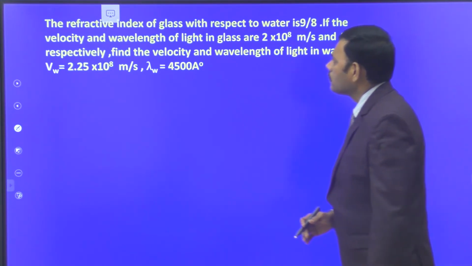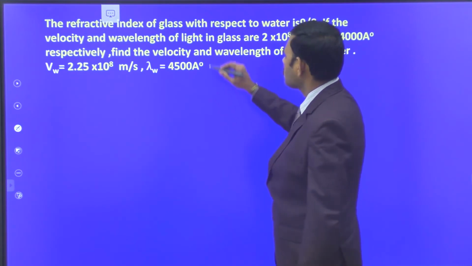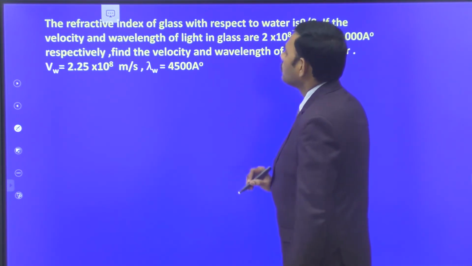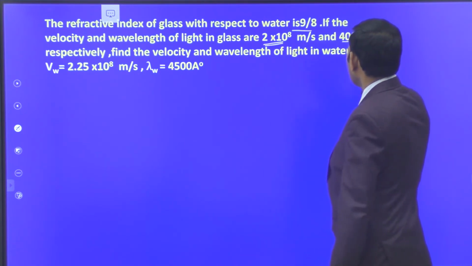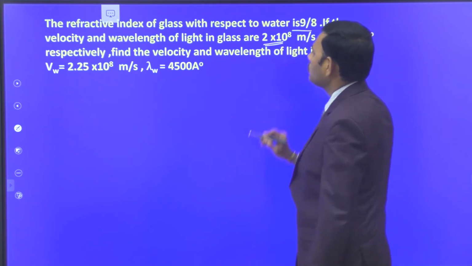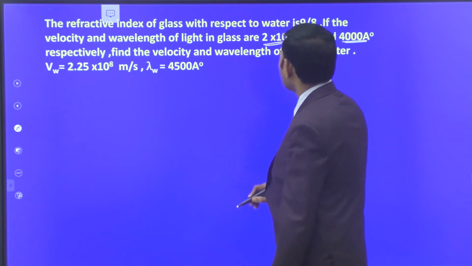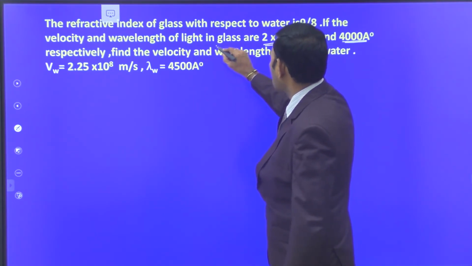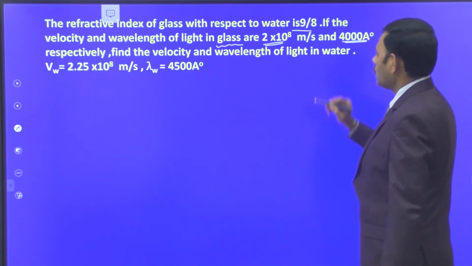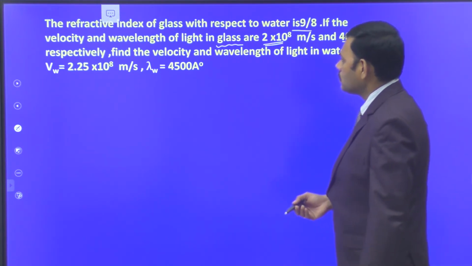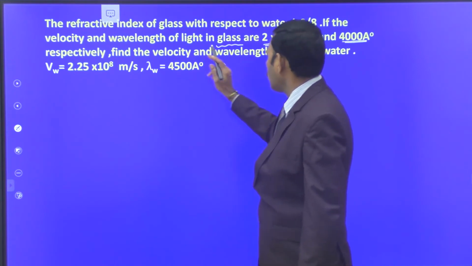So here the refractive index of glass with respect to water is given. Velocity, this is velocity and this is wavelength. Velocity and wavelength values are given. If the velocity and wavelength of light in glass medium are given, we have to find out velocity and wavelength values.